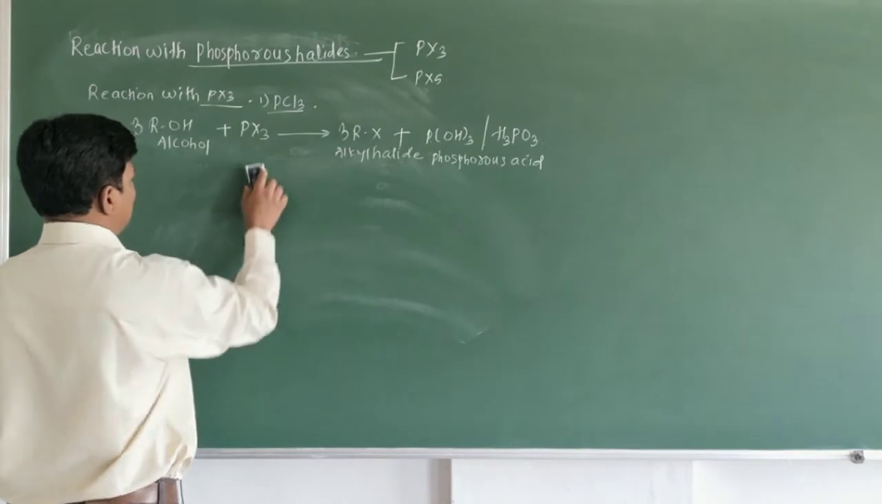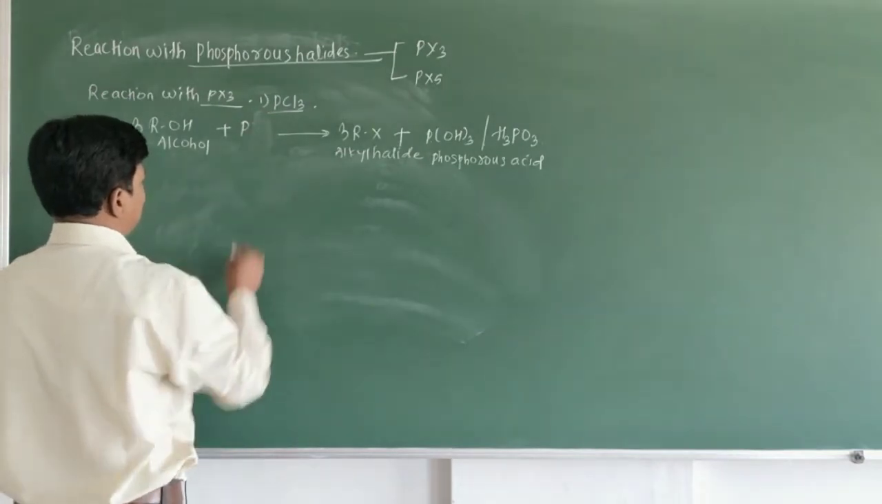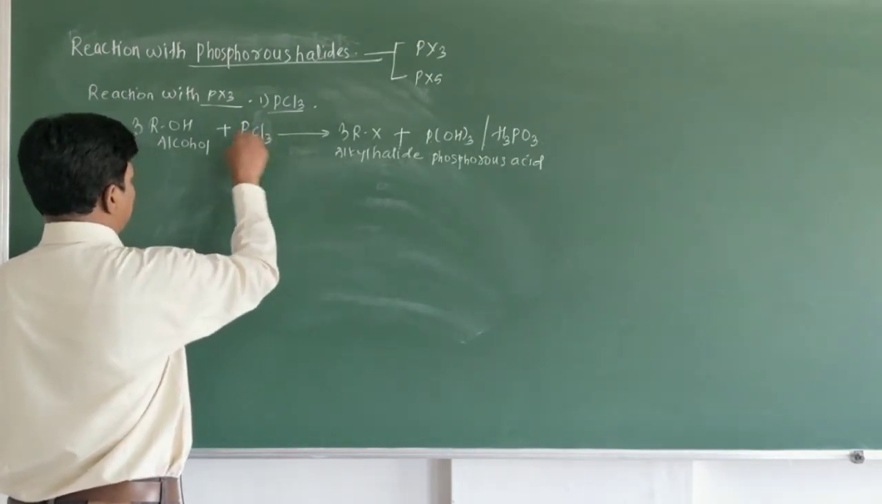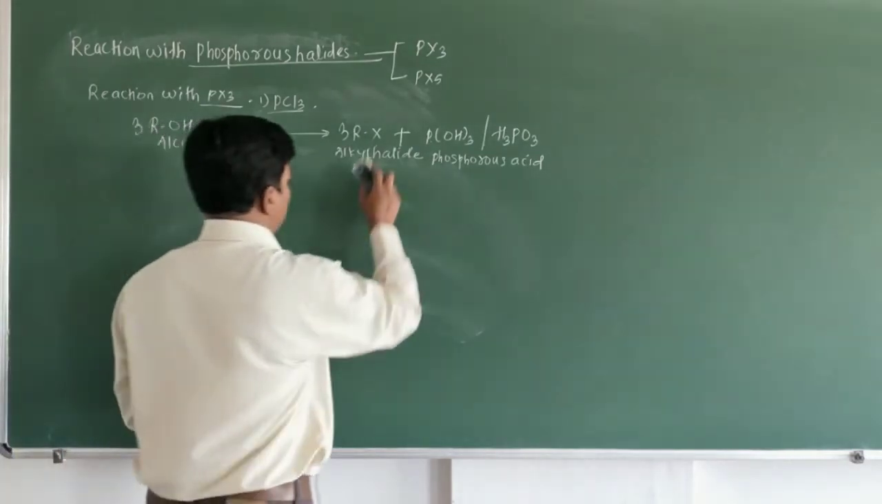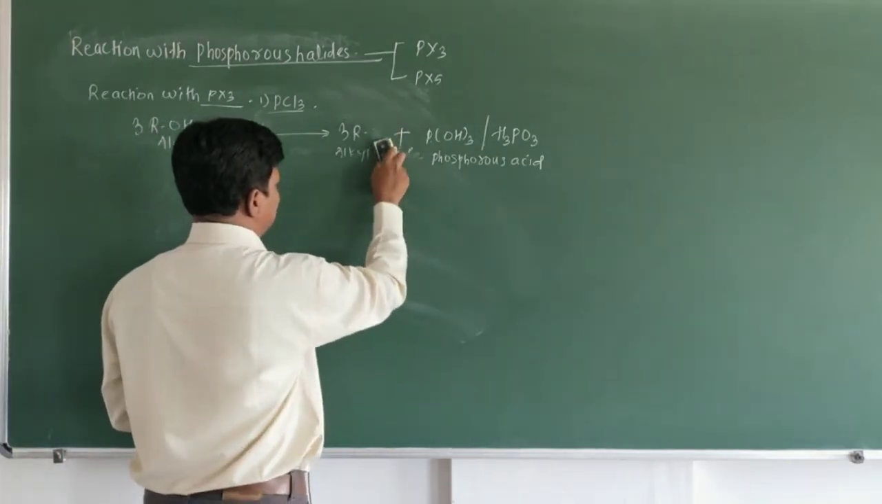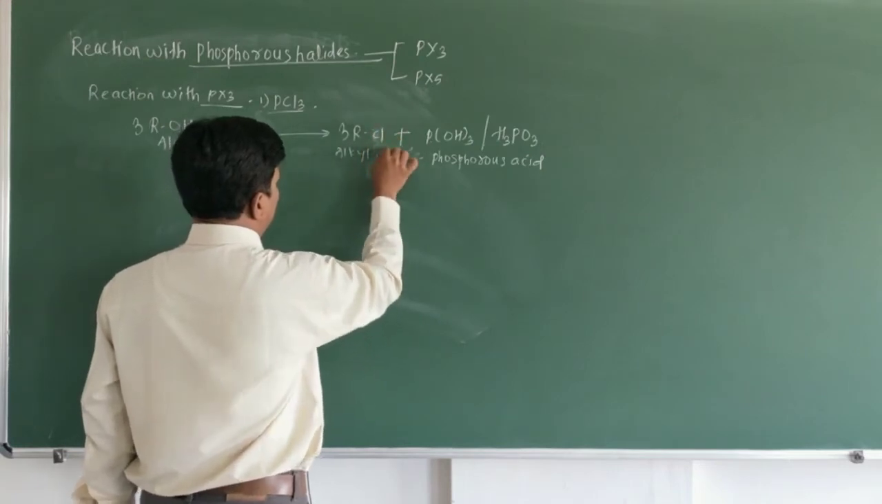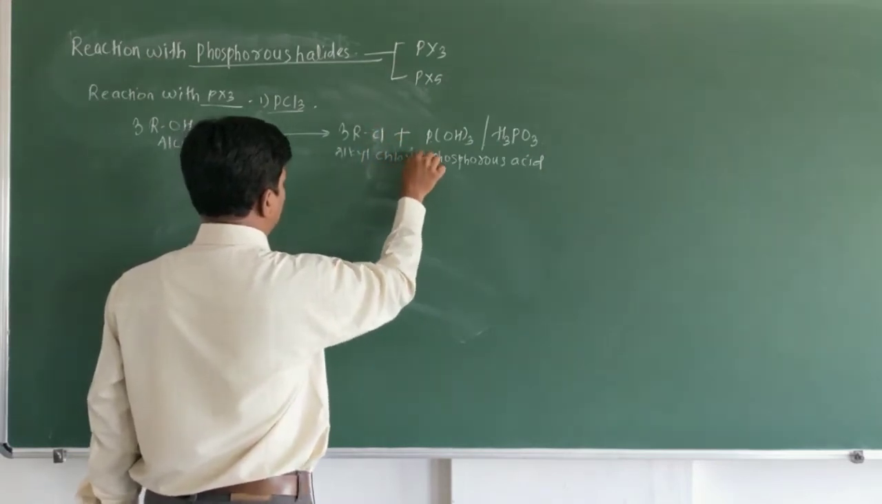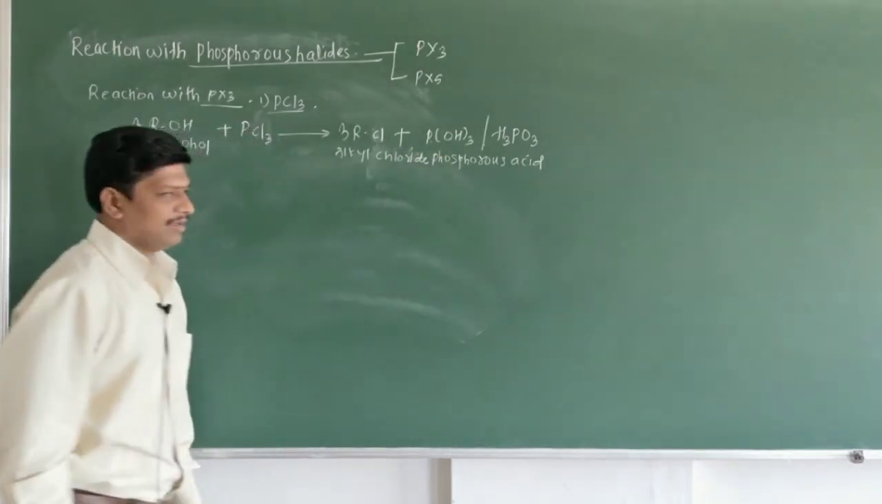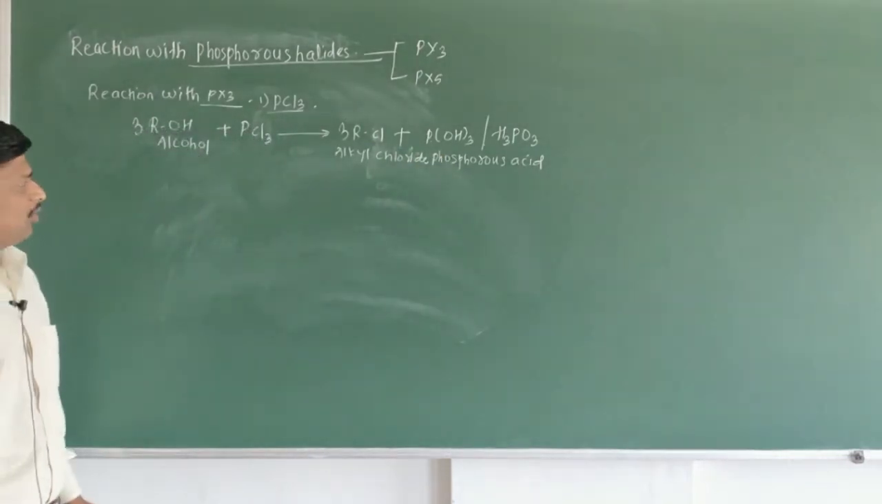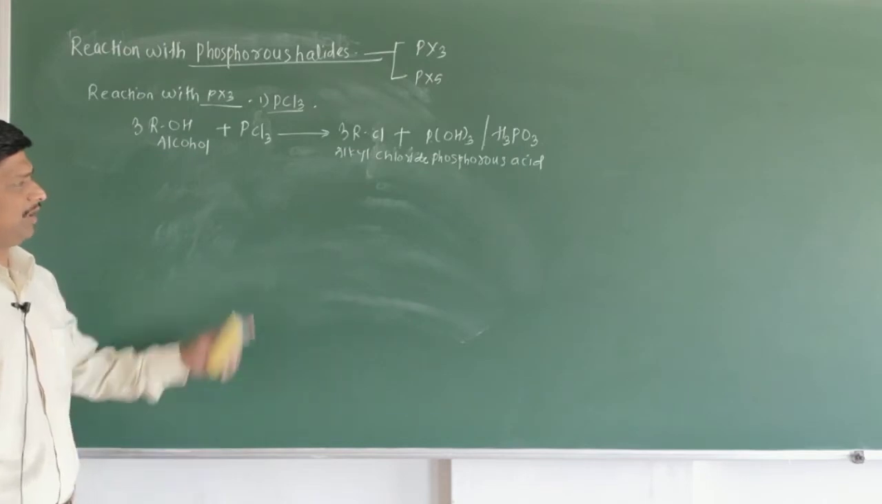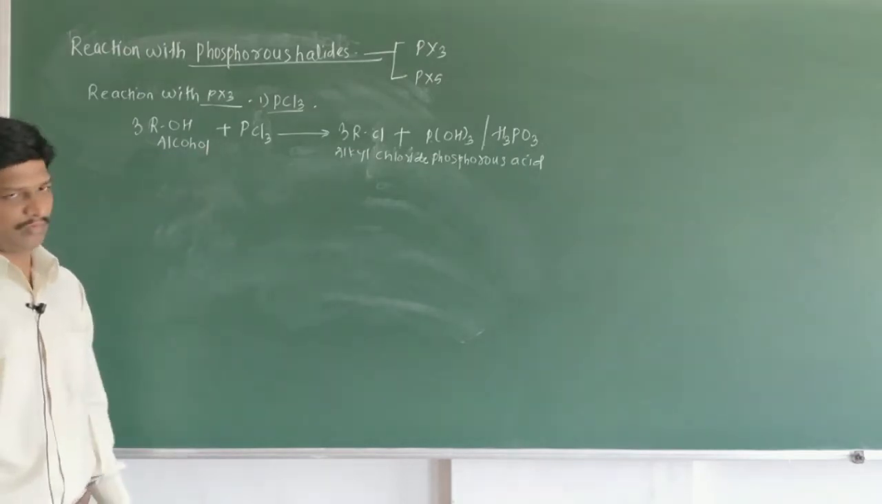Then what happens here? In place of X, Cl is taken, and it is phosphorus trichloride. Again, in place of X, the Cl is present here. So it is the alkyl chloride, and the byproduct is the same one. Here the reaction is like this: alcohol reacts with phosphorus trichloride to form the alkyl chloride.